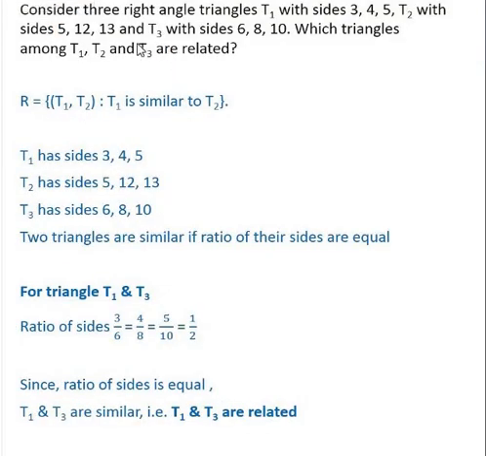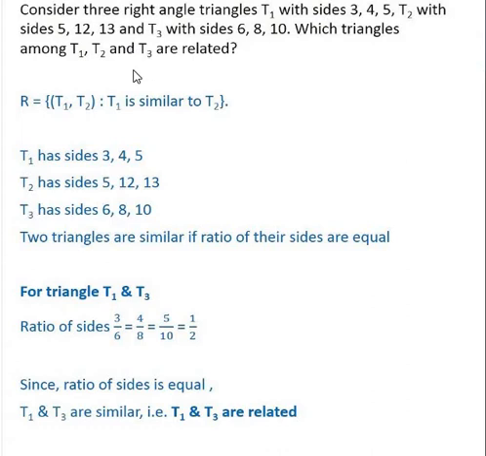Now the next part: consider three triangles. T1 with sides 3, 4, 5, which is a right angle triangle. T2 with sides 5, 12, 13, again a right angle triangle. And T3 with sides 6, 8, 10. Which triangles among T1, T2 and T3 are related? See, they are related only if they are similar to each other. So we need to check whether T1 is similar to T2, or T2 is similar to T3, or T1 is similar to T3.